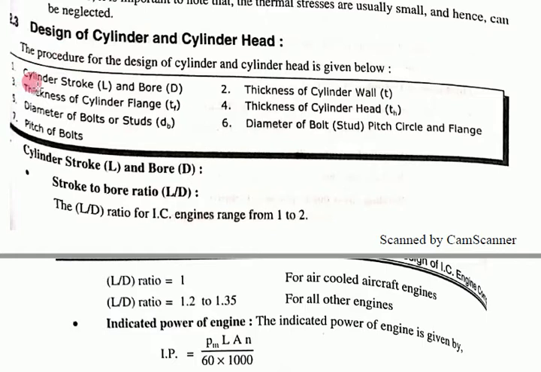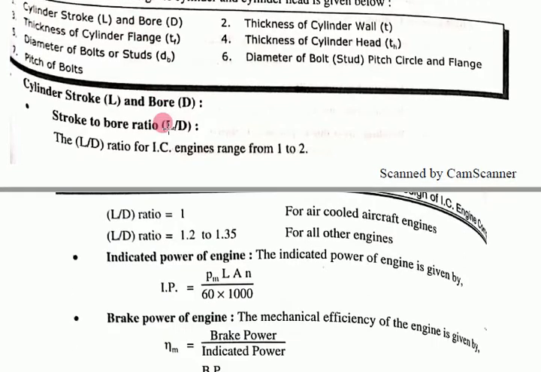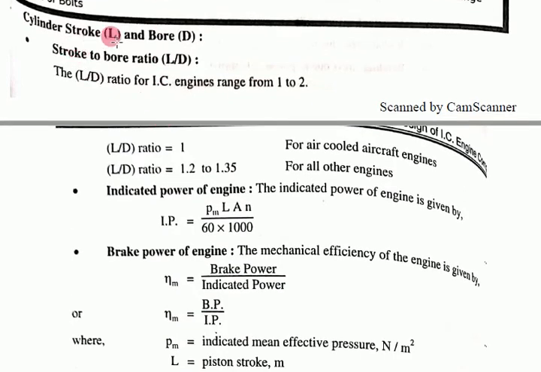First is cylinder stroke and bore. You might have heard this word. Cylinder stroke means stroke length, and bore means bore diameter. Let's see here what the cylinder stroke is. It is denoted as L, and the bore diameter is D. So we have one assumption, the L by D ratio, length to diameter, but this is the stroke length and this is the bore diameter.